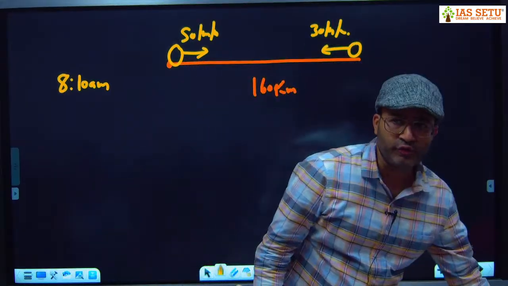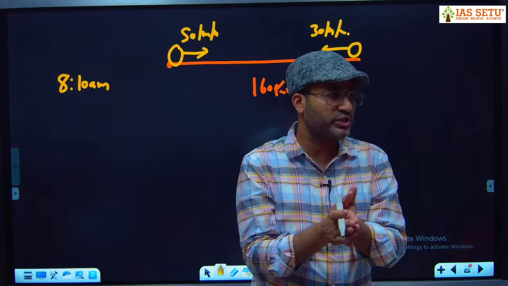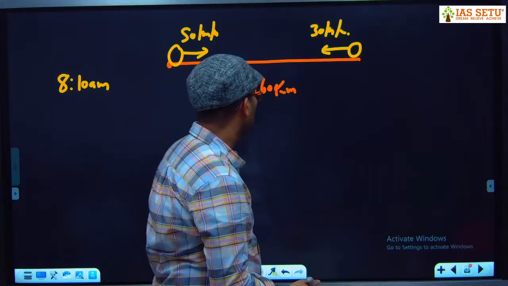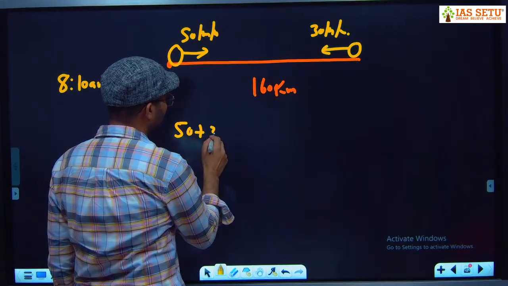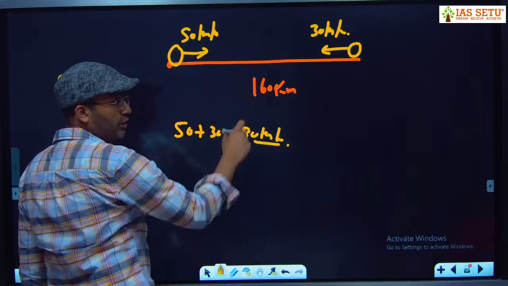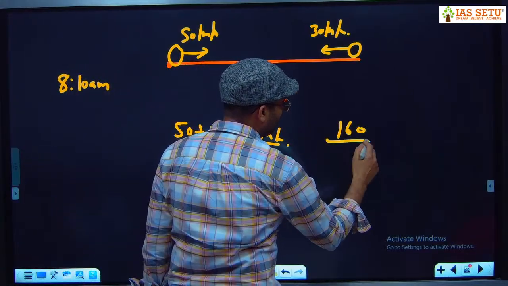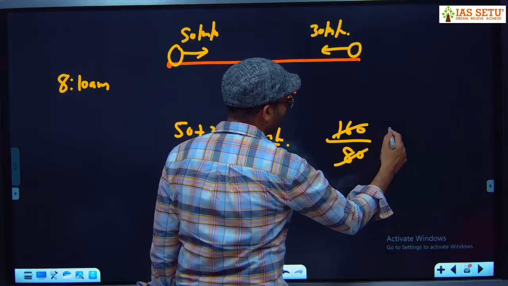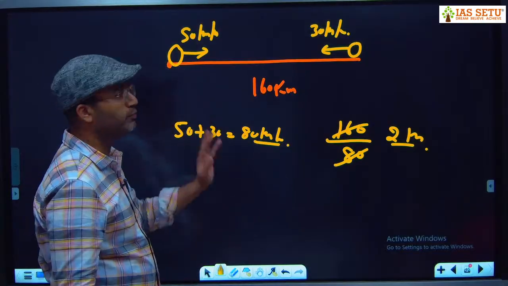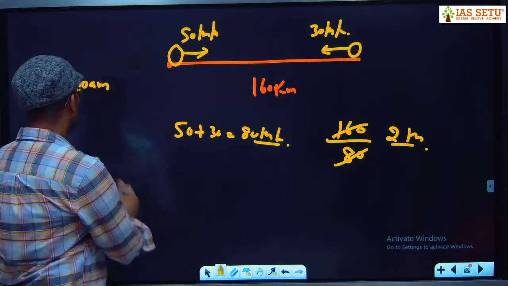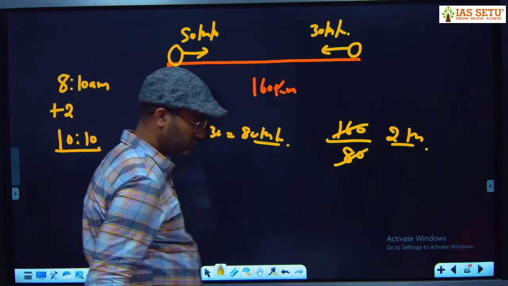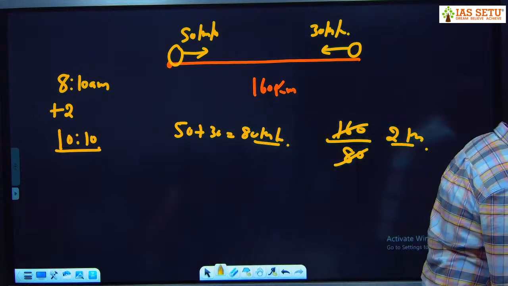If there are two moving objects approaching each other, means they are moving in opposite direction. Tell me relative speed. So what is this? Their relative speed 50 plus 30, 80 km per hour. So to cover 160 km with their relative speed 80, how many hours they need? 2 hours. So after 2 hours they will meet. कहीं भी बीच में वो मिलन करेंगे 2 घंटे बाद. So you add 2 hours here. What is your answer? 10 hours 10 minutes. 10:10 पे they will meet.